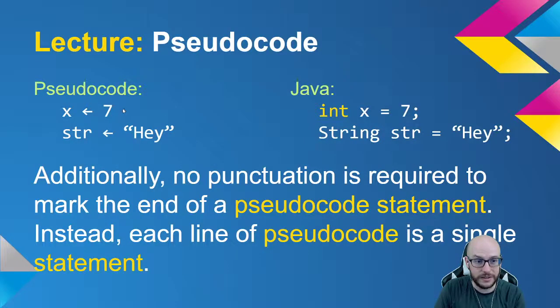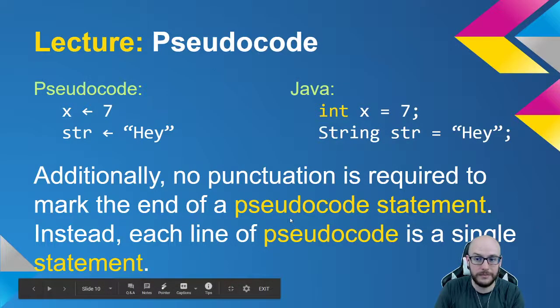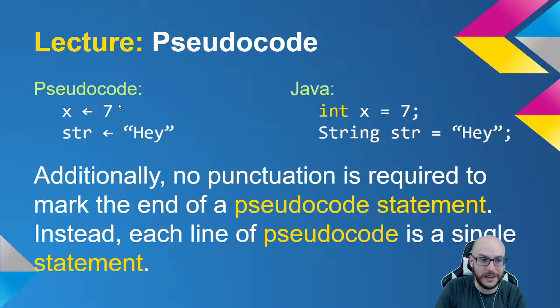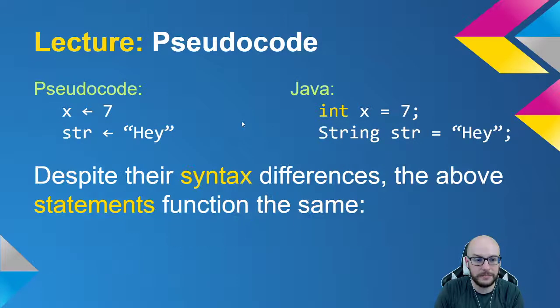Additionally, I'd like you to notice that there are no semicolons here, right? No punctuation is required to mark the end of a pseudocode statement. Instead, each line of pseudocode is a single statement. Again, this is loose, if it's meant for humans, right? As a human, I can tell that this is one statement per line, whereas a compiler cares about these semicolons. That's how it marks that, so that it knows when and where to stop.